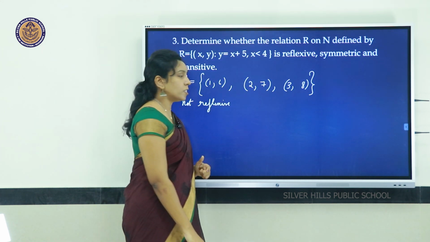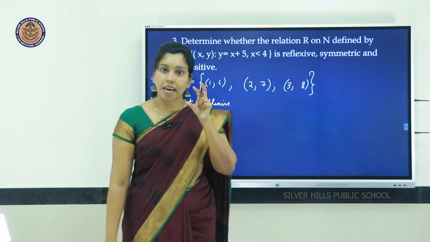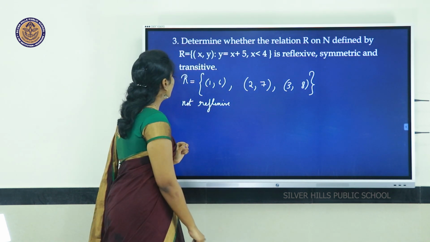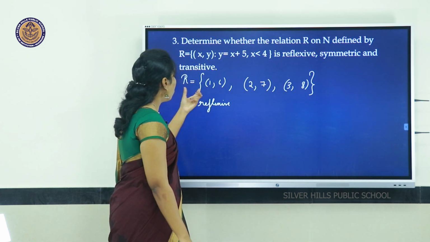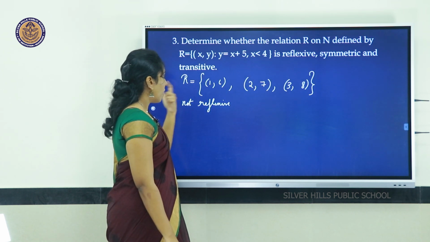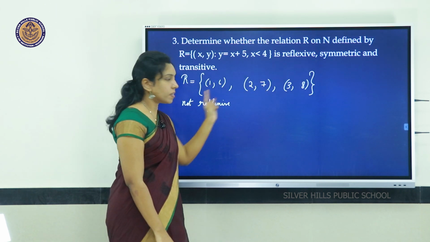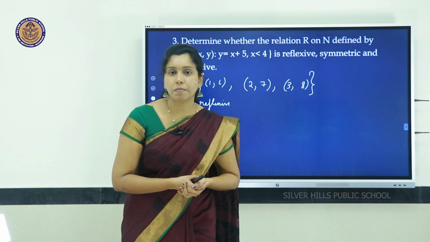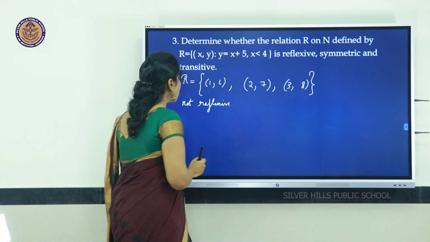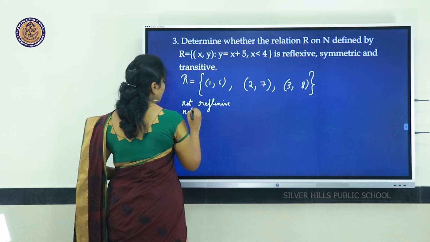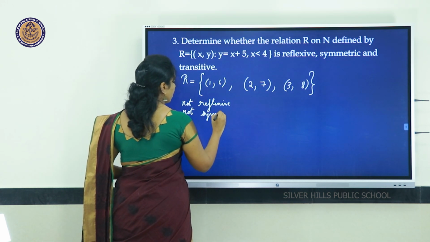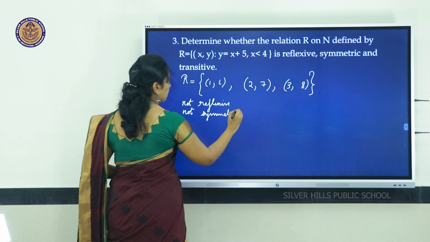What about the property symmetric? Let (a, b) belong to R. So, what is (a, b) here? (1, 6). 1 and 6 are different, so I just took that pair. Is (6, 1) present somewhere here? No, (6, 1) is absent. So, we conclude this is not symmetric. So, not reflexive, not symmetric.